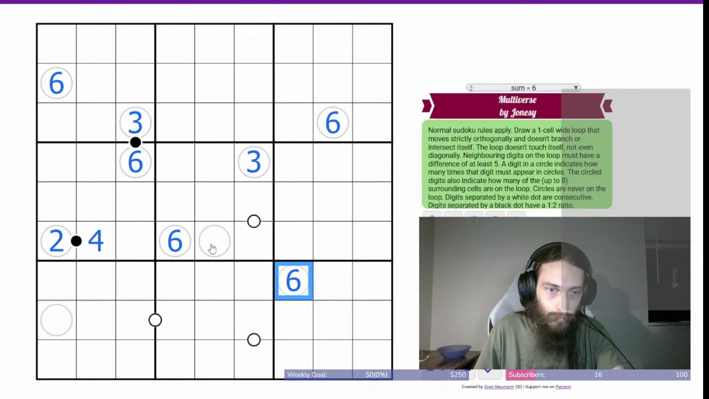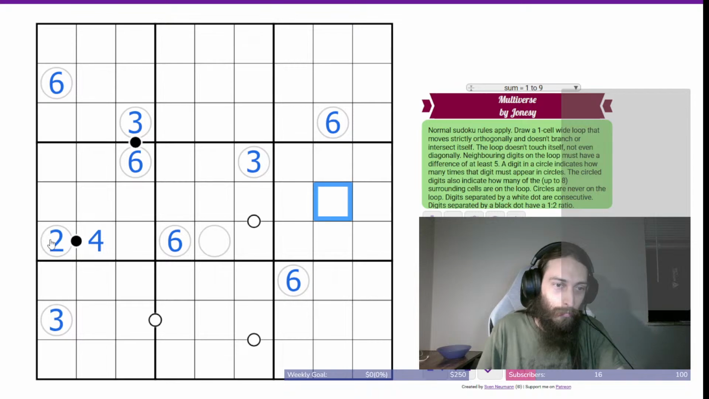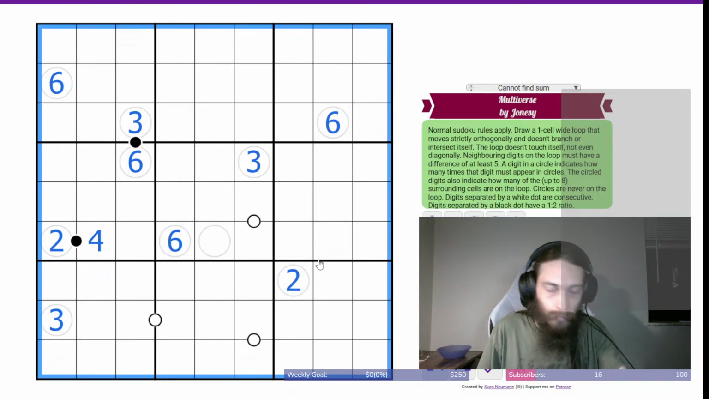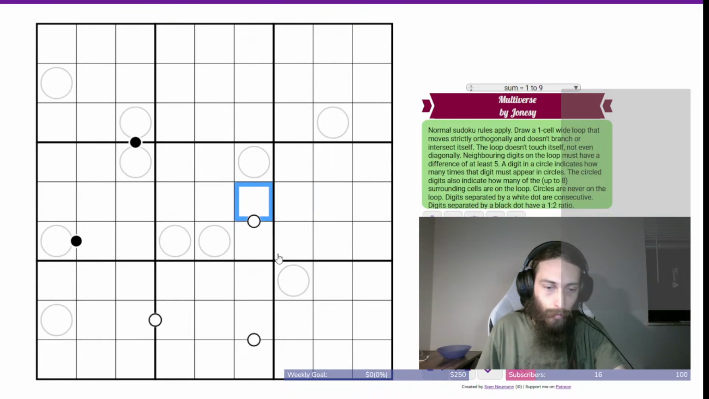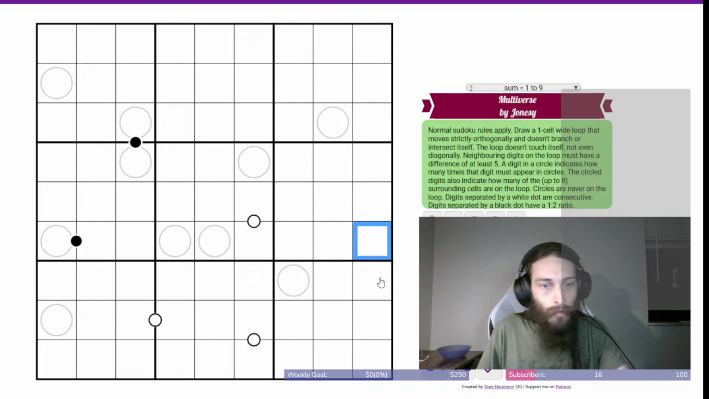1, 2, 3, 4, 5. Well, you get the point. So apparently that's not going to work. And a 2 would be 2 2s. And then with white dots, if I put, say, a 3 here, a 2 or a 4 on the other side.